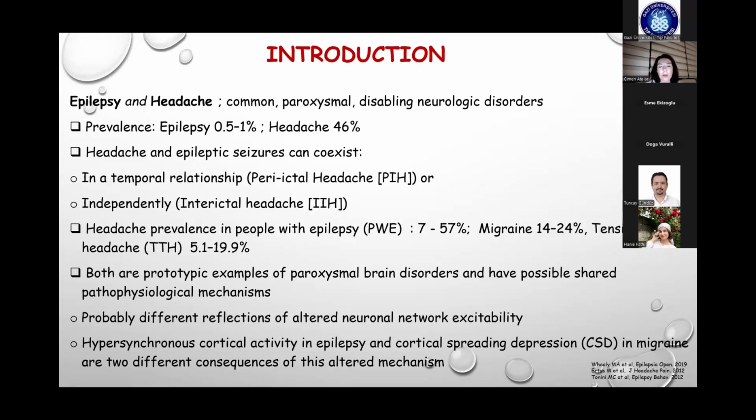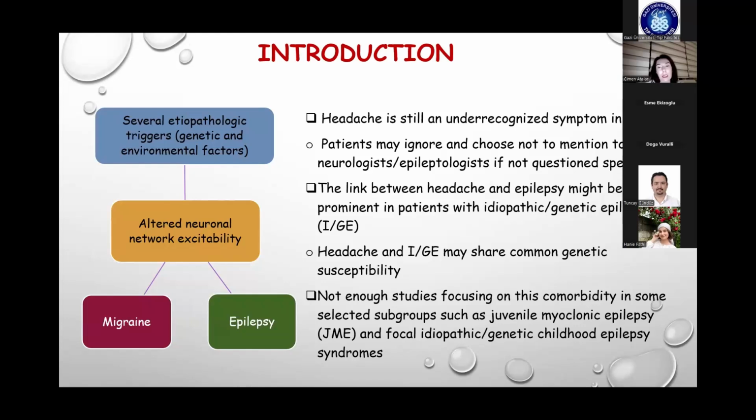Both are prototypic examples of paroxysmal brain disorders and have possible shared pathophysiological mechanisms. They may be different reflections of altered neuronal network stability or hypersynchronous cortical activity in epilepsy, and cortical spreading depression in migraine might be two different consequences of this altered mechanism. And headache is still an under-recognized symptom in people with epilepsy. Patients might ignore it or choose not to mention it to their neurologist or epileptologist if not questioned specifically. This is one of the major reasons.